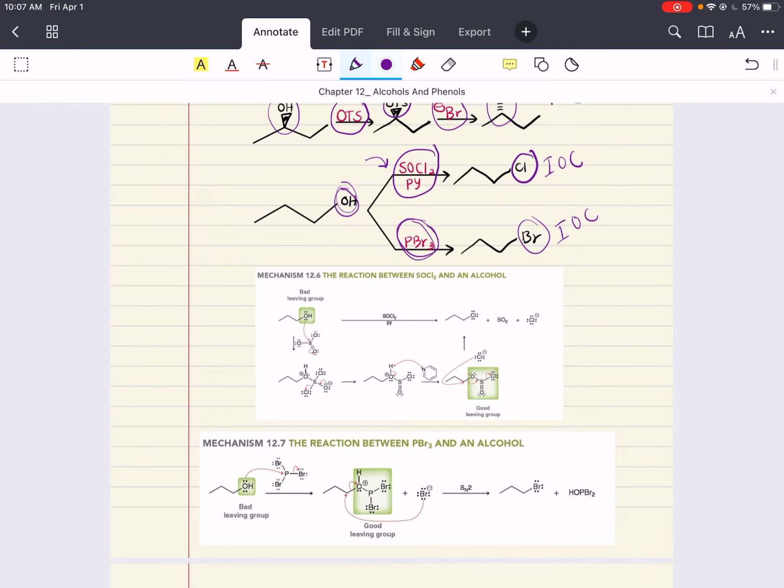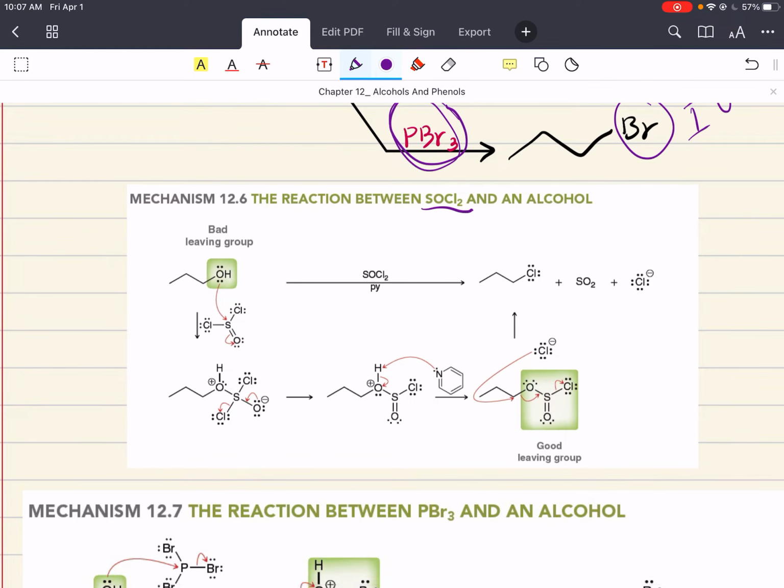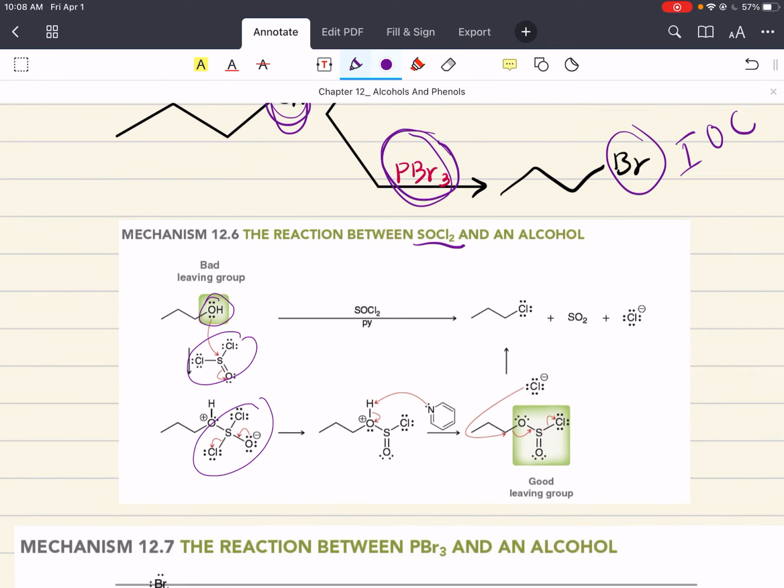Now, for the mechanism of treating alcohol with SOCl2 to get that chlorine, here is the mechanism. Your alcohol will attack your SOCl2. It'll attach to the alcohol. Pyridine serves to deprotonate your alcohol, and then this is finally going to be a good leaving group. So when your chlorine comes in to attack and replace, this group can leave.